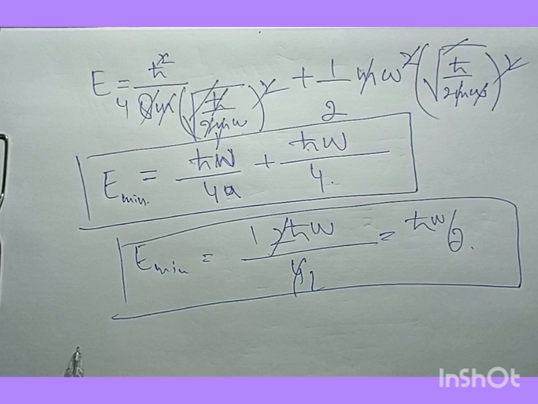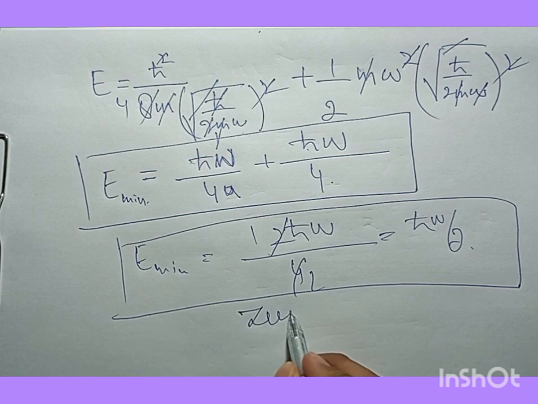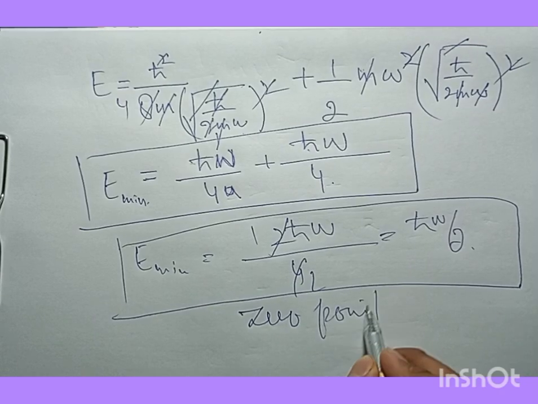So this energy is called the zero-point energy, and we have at least obtained an equation that tells us that these quantum particles have a so-called minimum possible energy, and this minimum possible energy is called the zero-point energy.